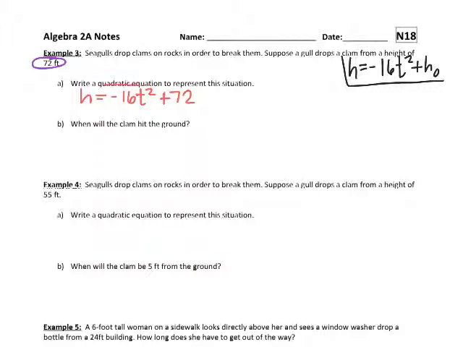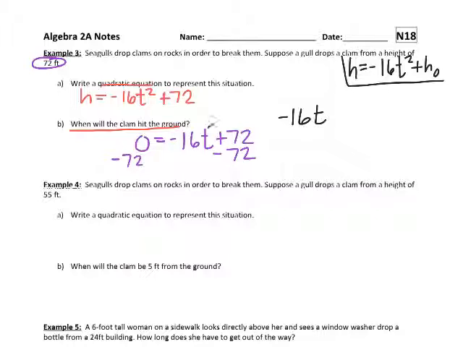So this is the actual quadratic equation. Now they want us to find out when the clam will hit the ground. So we're going to be solving for t. In order to solve for t, I need to set my equation equal to 0. And once I do that, I can subtract 72 from both sides. There should be a squared right there. Okay, and I just flip the equation around so I have my variable on the left. Negative 16 is what I'm going to divide by on both sides.